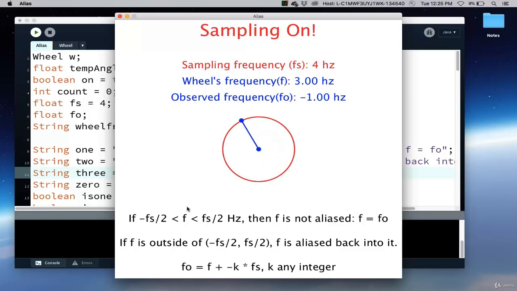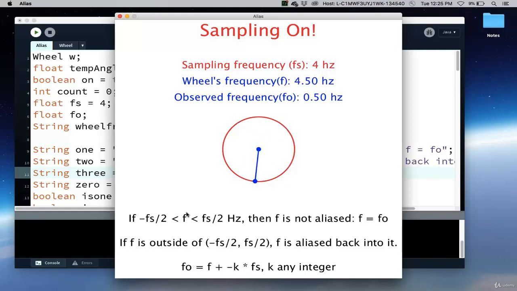Another thing I want to point out is that to get from the actual frequency to the alias frequency, we simply take the actual frequency and subtract or add a multiple of the sampling frequency until we get something that is inside of this range.